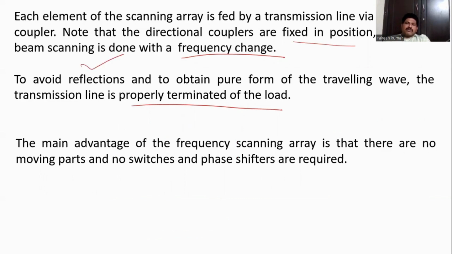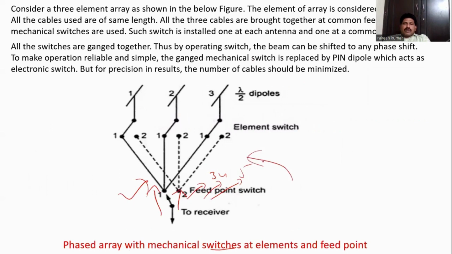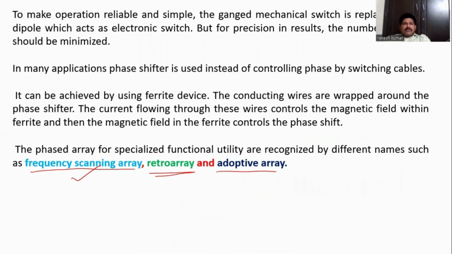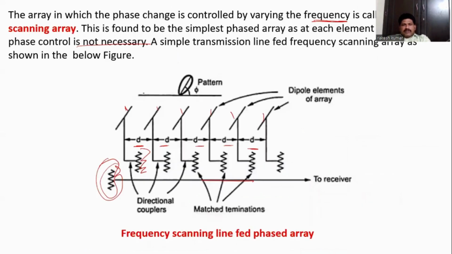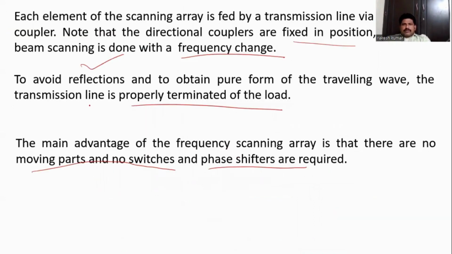The main advantage of the frequency scanning array is that there will be no moving parts, no switches, and no phase shifters required. Whereas in the previous case, you had to continuously switch to one device, switch again after some time, and switch to another. This is not required in the case of the frequency scanning array. Here the directional couplers are used. These are all the directional couplers.